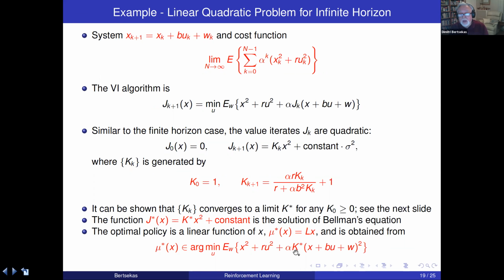Remember, the solution of Bellman's equation, J star, is K star times X squared. And that's what I have here, plus a constant, doesn't matter in this minimization. So if you do this calculation here by setting the derivative to 0 and solving, you will find that the optimal policy is a linear function of X with L being related to K star, okay? By some formula that I have not given here.